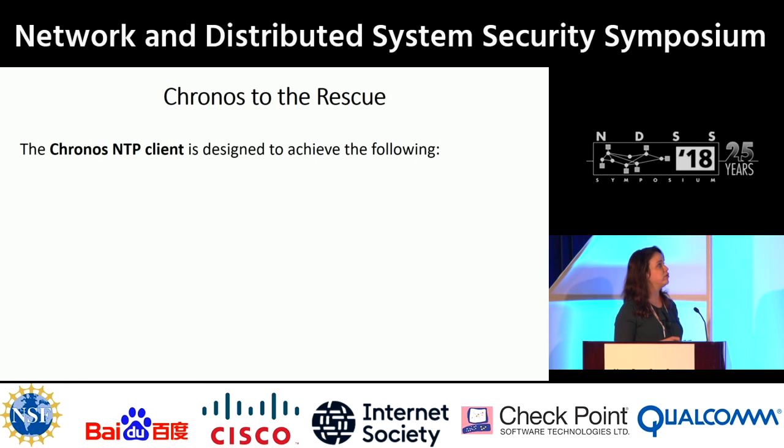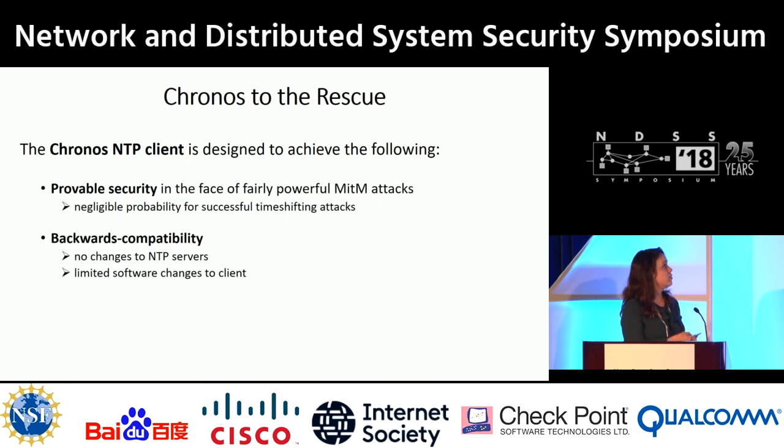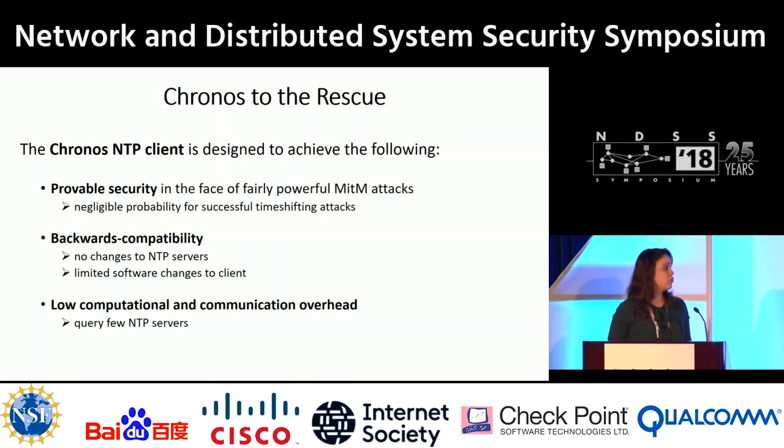with the following characteristics. First, it has provable security. We can bound the probability of success of time-shifting attacks, even for a man-in-the-middle attacker. It is backward compatible, since there is no need to change anything on the server side, only on the client side, and the changes are only limited software changes. And we add only low computational and communication overhead, since we query only a few NTP servers.